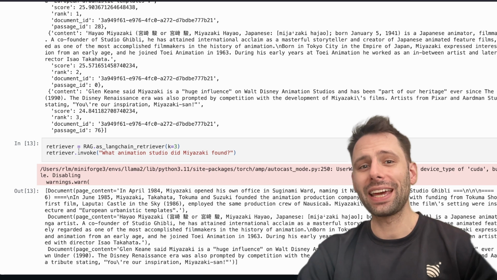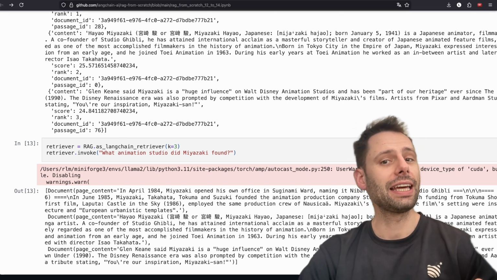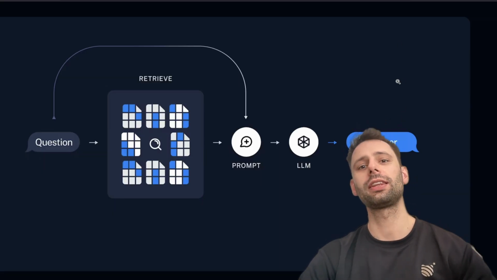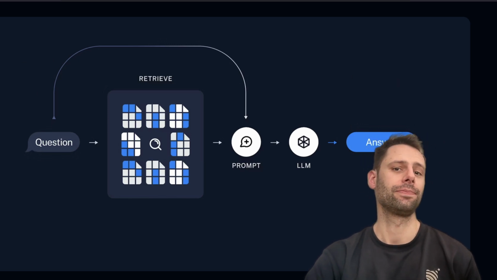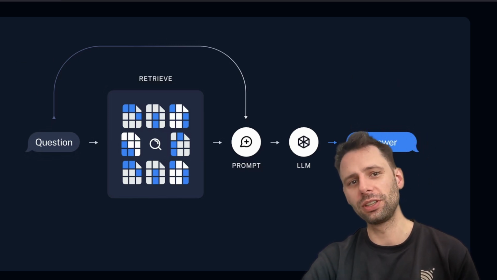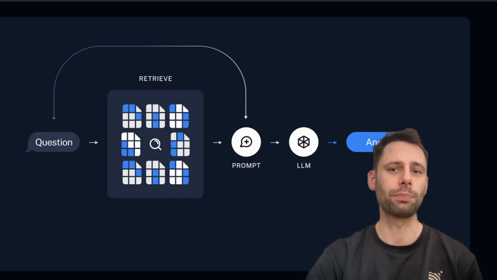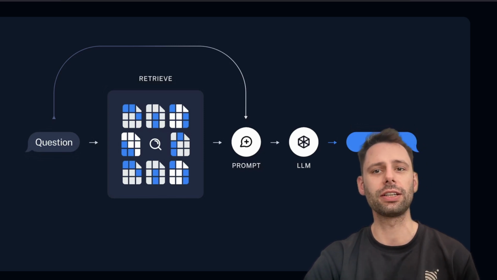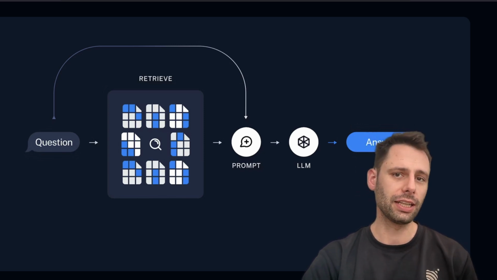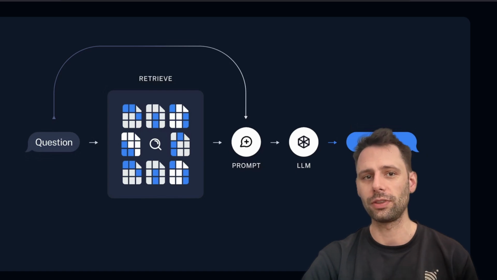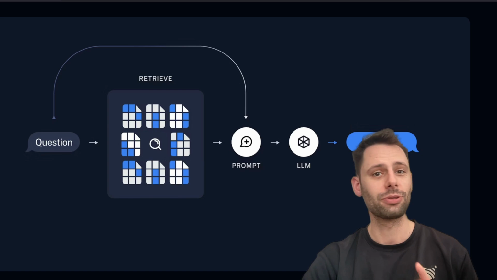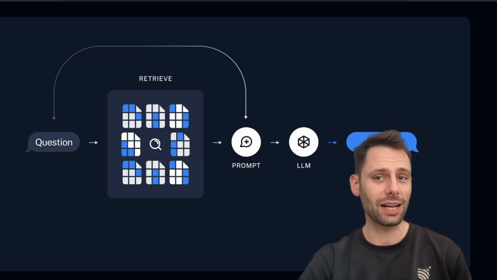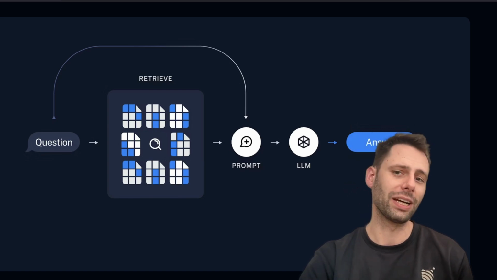RAG does not make an AI smarter though. It gives the AI better information to work with, and that's something different. The model's reasoning is the same, the input is just better. RAG also fails if the retrieval fails. If the wrong chunks get pulled or no relevant chunks are found at all, the model either hallucinates or says it doesn't know. The quality of your retrieval system determines the quality of your answers. RAG is not a silver bullet, it's a pipeline and every step along the way can break.